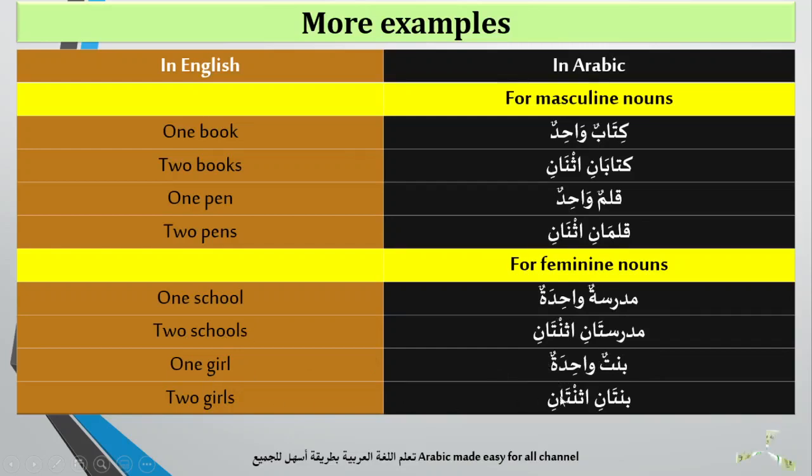So wahid is used for masculine nouns. Ithnani is used for masculine nouns. Wahidatun for feminine nouns. Ithnatani for feminine nouns. So friends, using all these examples, you can create more and more, and you can use them in your writing or in your conversation.